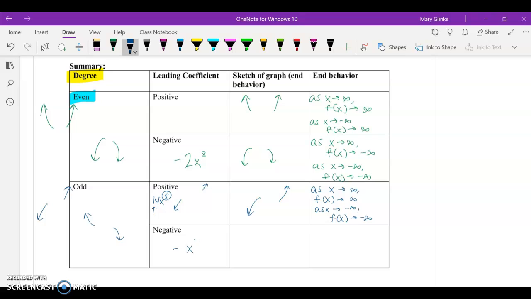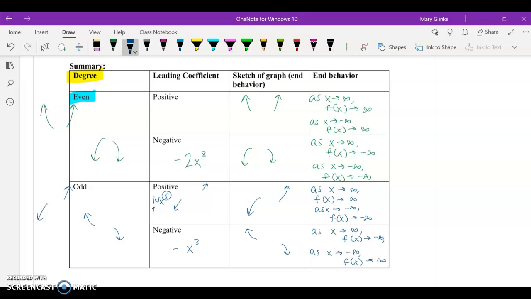If you have a negative out in front and an odd degree, think of a negative slope. Your graph would start high and end low. So your end behavior would be, as x goes to infinity, so as I go to the right, my graph is going down. And as I go to the left, my graph would be pointing up.